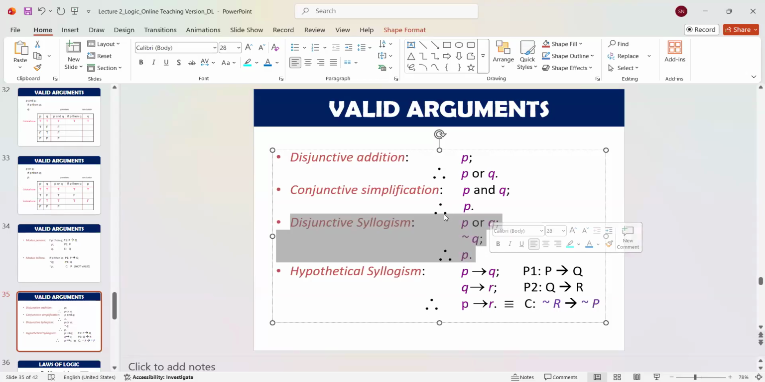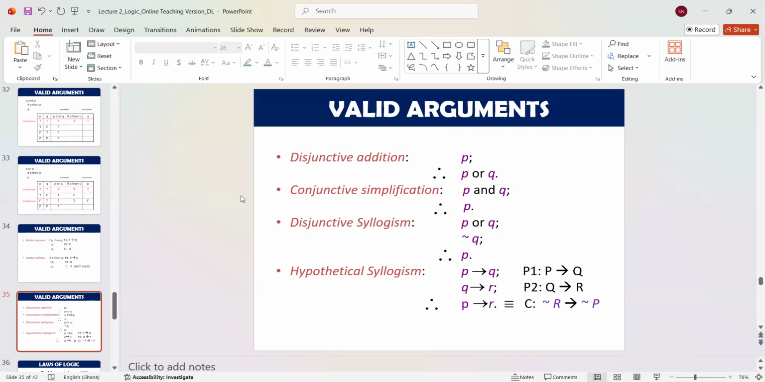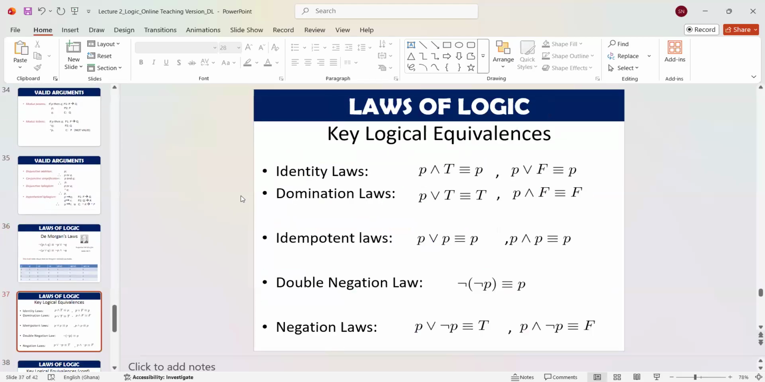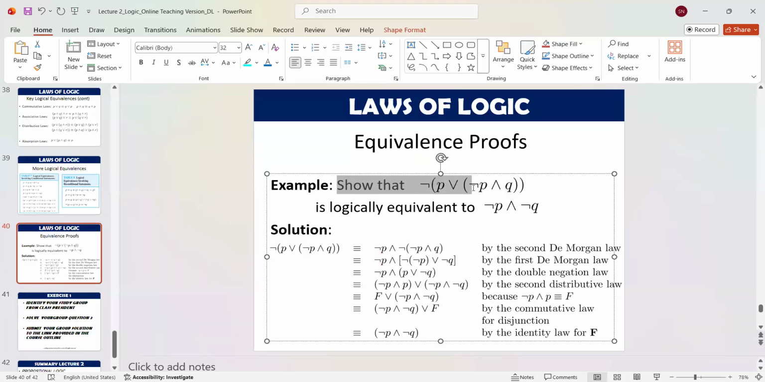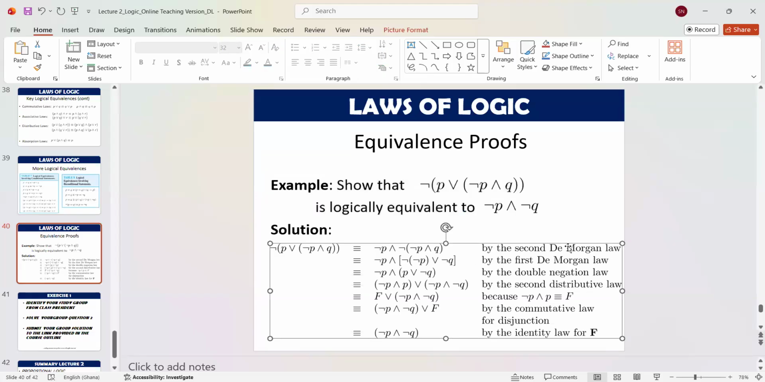Problems like that, if you can use the laws, then there's no need for a truth table. At the end of my slide, not the one on the LMS, I try to prove a question like that. It says show that the negation of P or (negative P and Q) is logically equivalent to this. I didn't use the truth table, I used the laws. The first one is called De Morgan. The next one is called double negation. The third one is called distributive law, then commutativity law, disjunction, and identity.